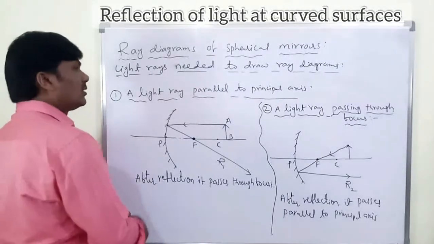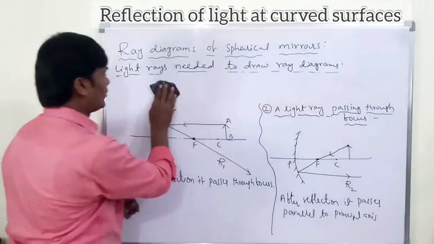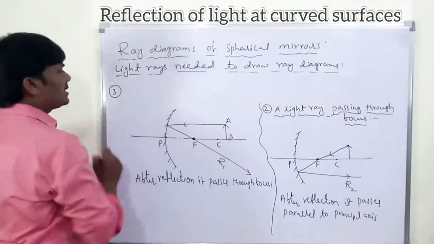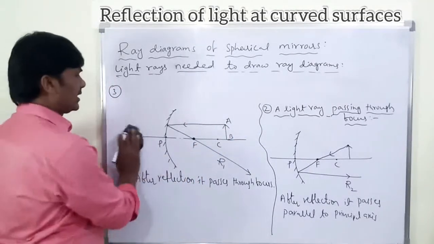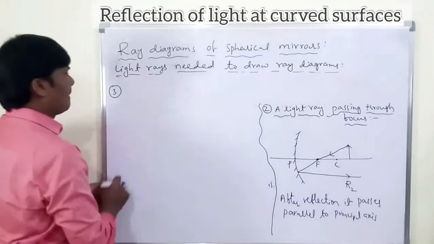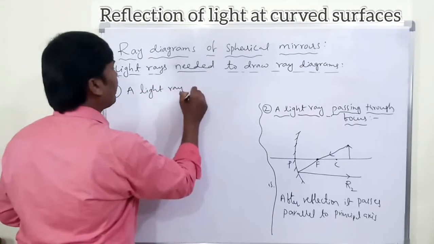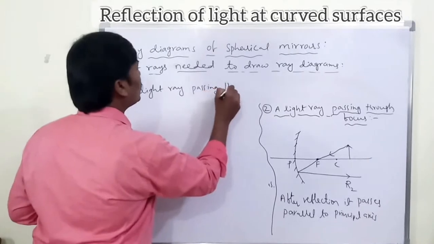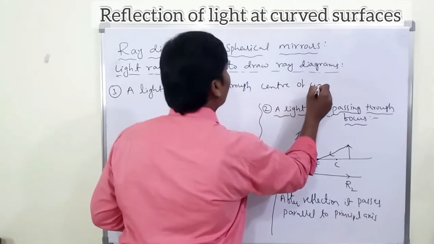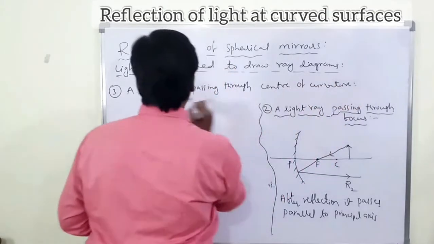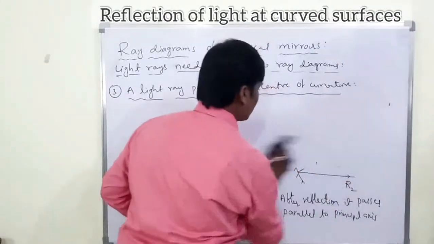Next, let us move on to the third light ray. Right? What is the third light ray? Let us see now. Number 3. This light ray literally passes through the center of curvature. Okay? Yes. A light ray from the object, a light ray passing through the center of curvature. What happens to this light ray? Tell me. Did you guess what happens to that light ray which passes through the center of curvature?